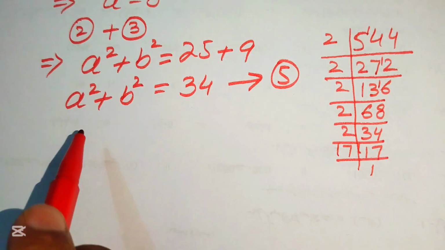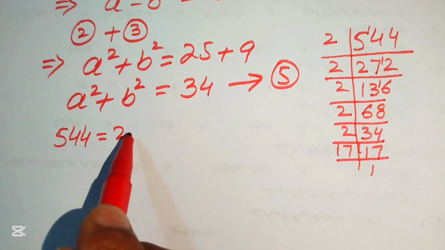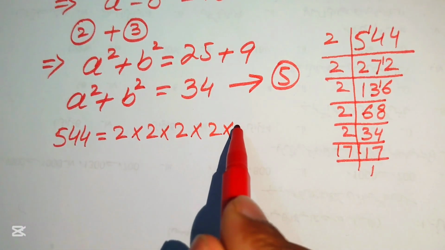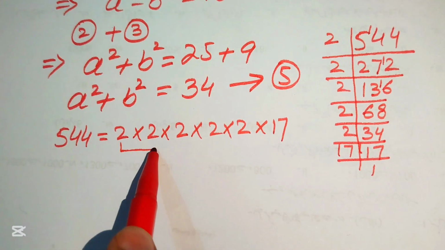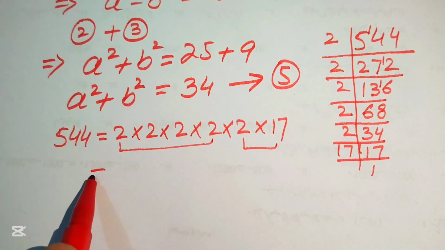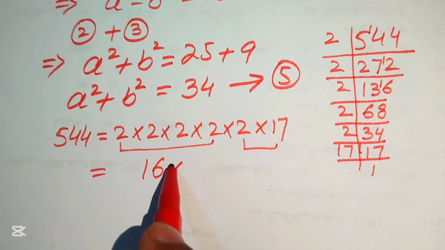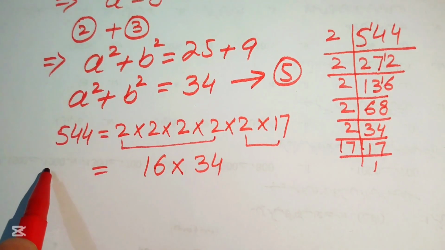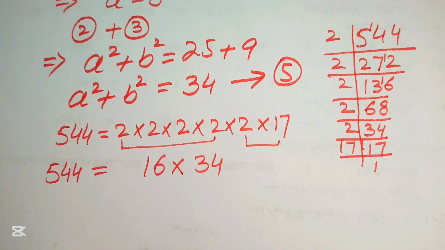Okay, it means that we write 544 as 2 multiplied by 2 multiplied by 2 multiplied by 2 multiplied by 2 multiplied by 17. Okay, if you multiply these four 2's and these 2 17s, then we will obtain 2 times 2 is 4, 4 2's are 8, 8 2's are 16, multiplied by 2 17s are 34. Okay, so it means that we write 544 as 16 times 34.